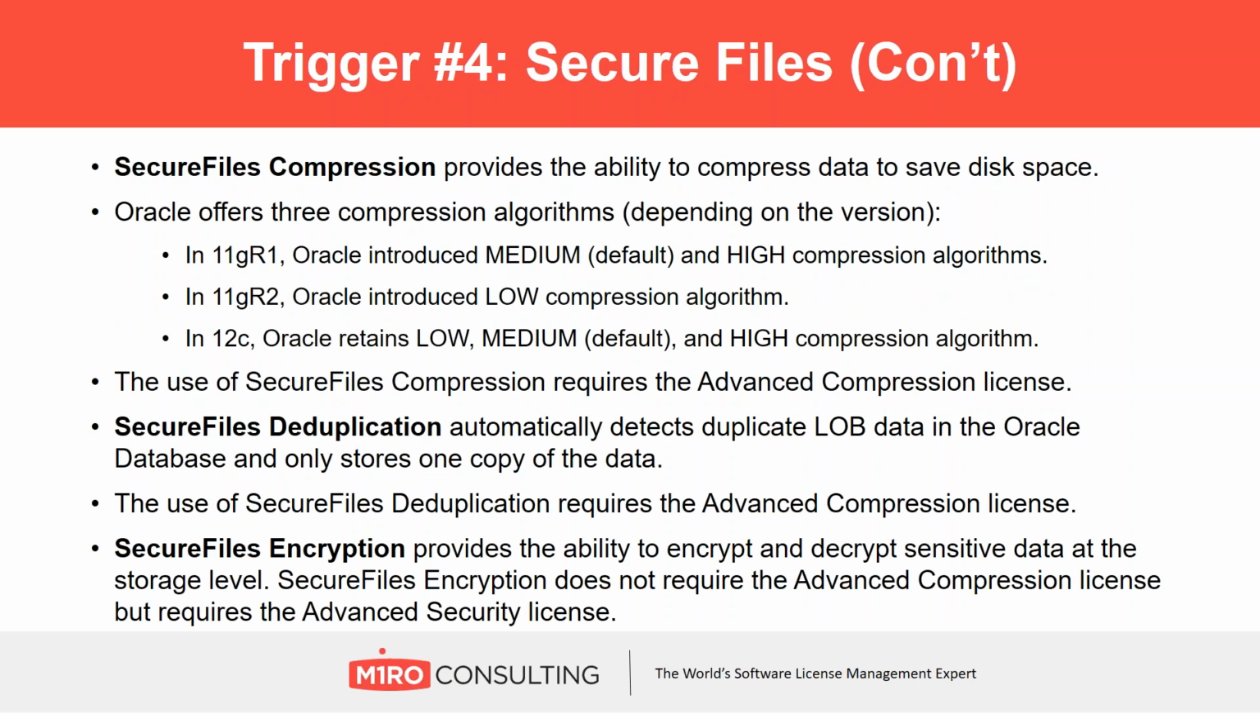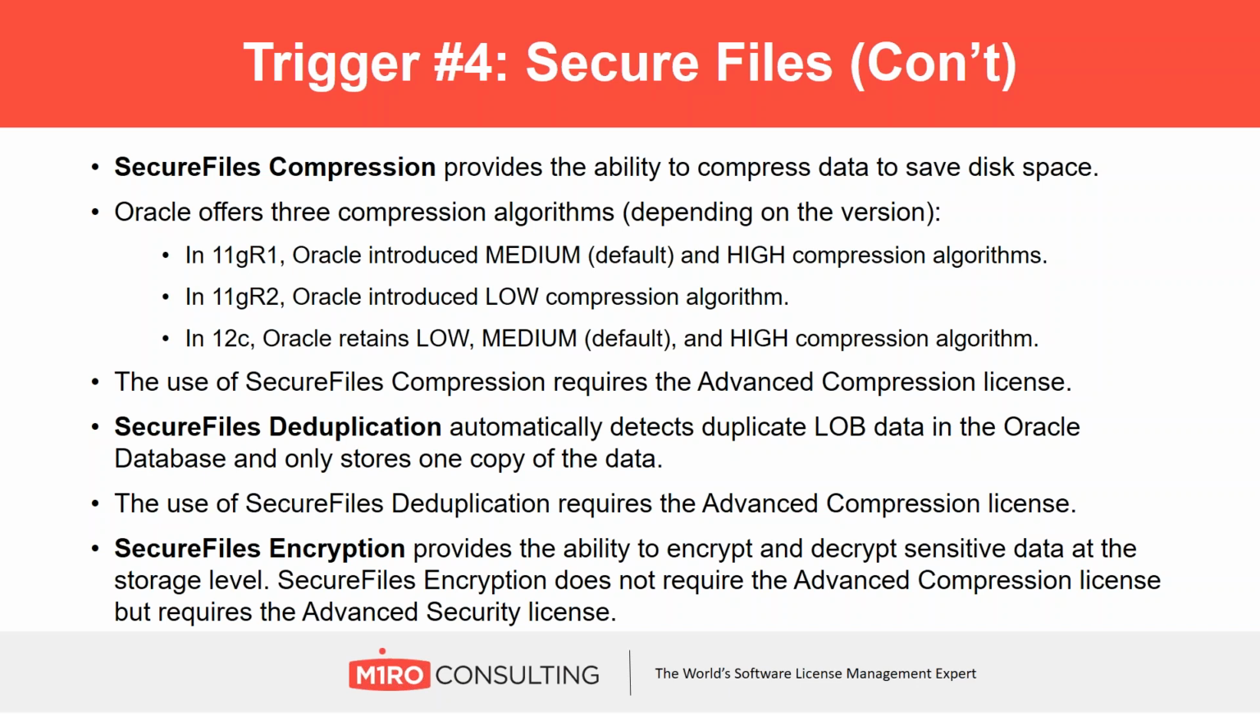In 11g R1, Oracle introduced the medium and high compression algorithms, with medium being the default parameter. In 11g R2, Oracle introduced the low compression algorithm. And what they did in 11g and 12c is they retained all 3. So in 12c, you have low, medium, and high, and medium is, again, the default parameter. If you utilize any one of these three parameters, it does require the Advanced Compression license.